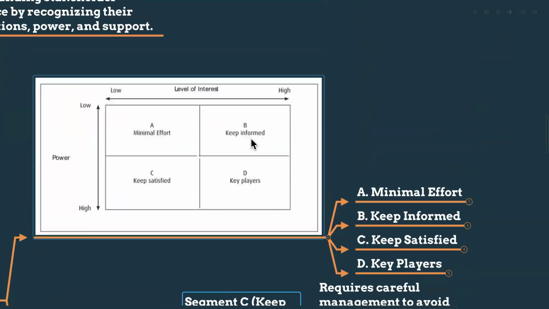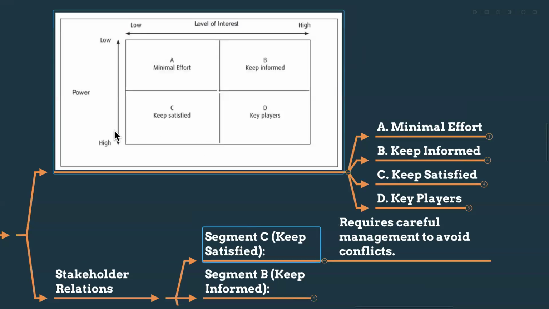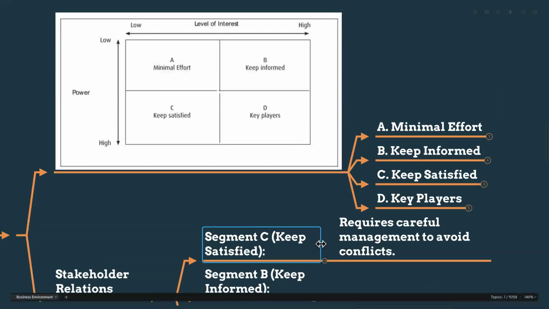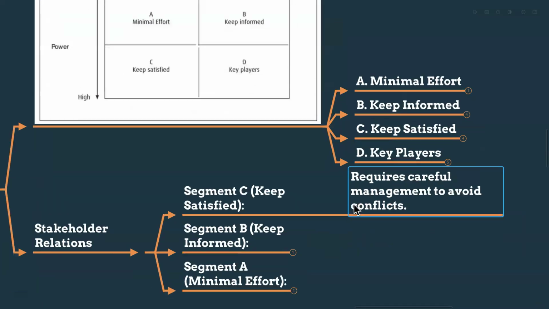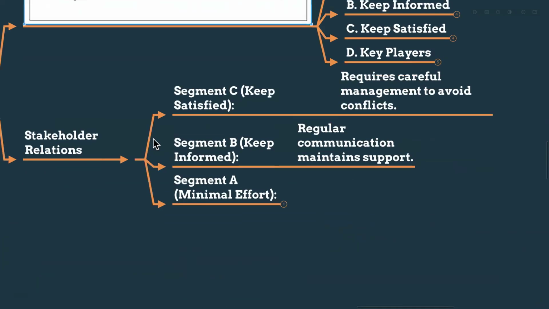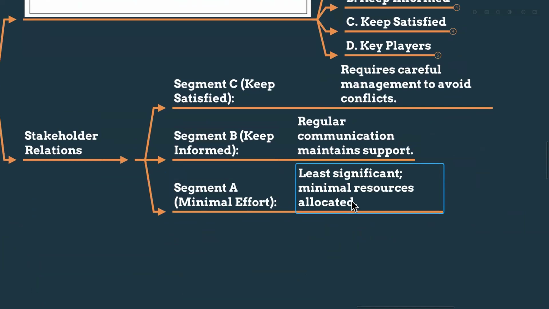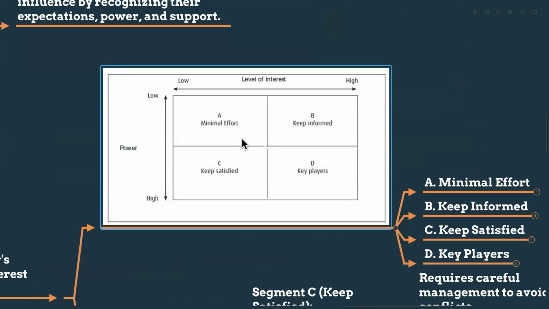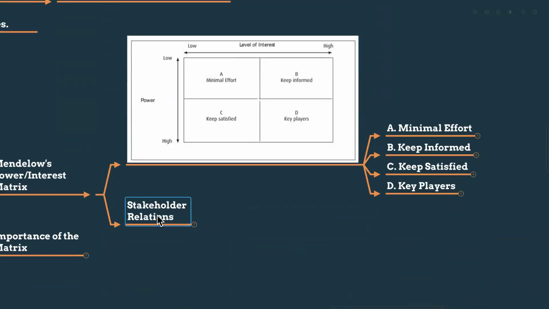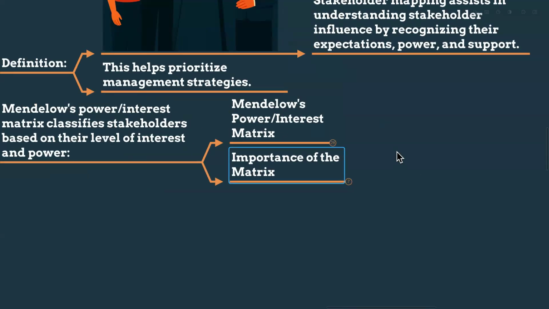For the keep satisfied people, right? For the C category people, requires careful management to avoid conflicts. We have to keep satisfied. Since they have the highest power, lowest interest, we have to keep them satisfied, right? Then only we can avoid problems. And the segment B, we have to do regular communication, right? Because they have the highest interest but the lower power, right? And the A category people, least significant, minimal resource allocation. We don't need to give them attention, but the key players, we have to give the 100% of our attention. So this is the Mendelow's power versus interest matrix, right? I hope so. You got the point.